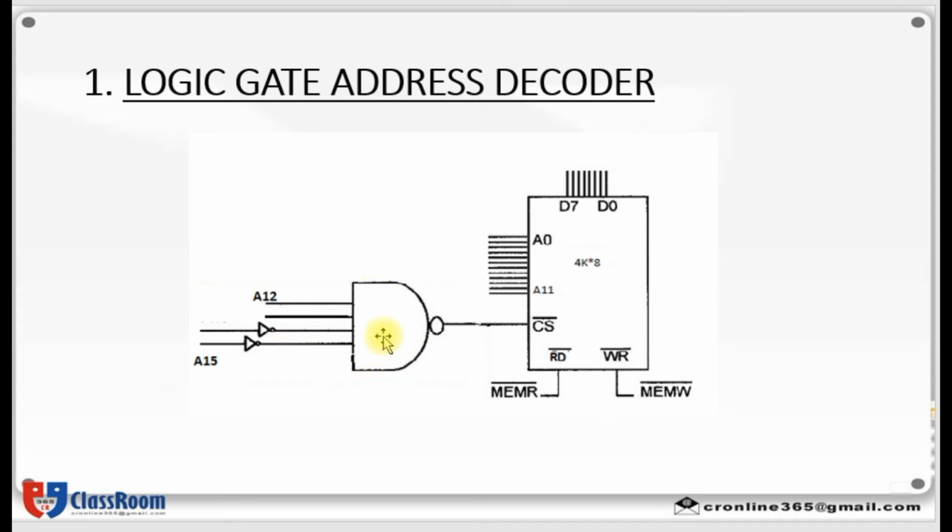Here you can see a NAND gate. Then here you can see A0 to A11 address lines. How have these address lines been written? Here you can see 4K into 8. Then what is the meaning of this 4K into 8? It can be expressed as 2 raised to x into y.